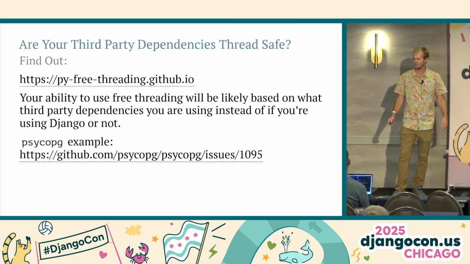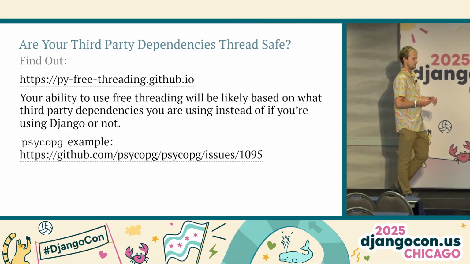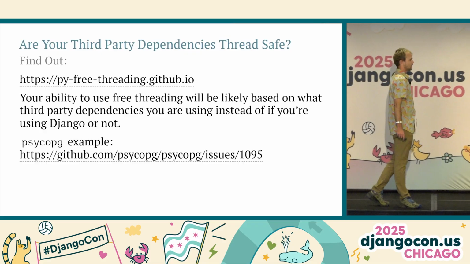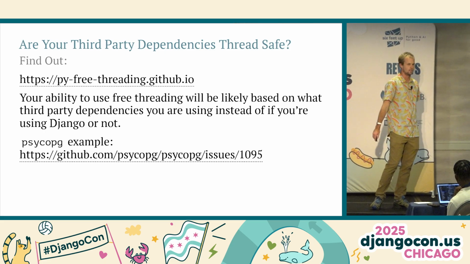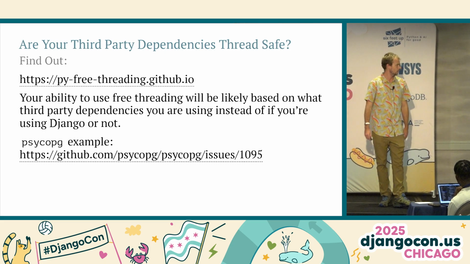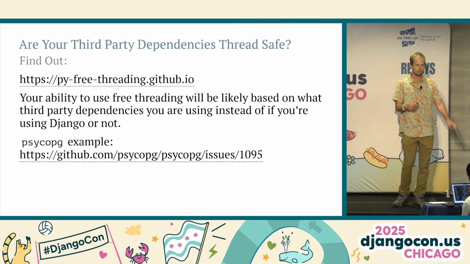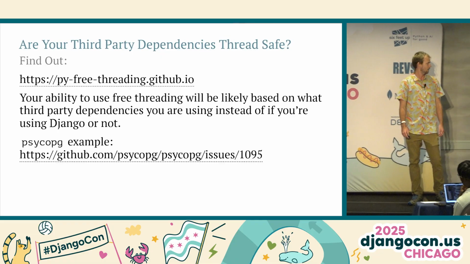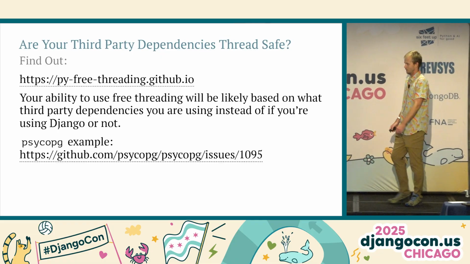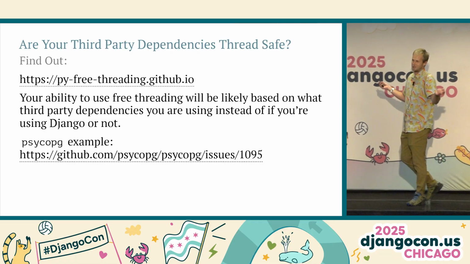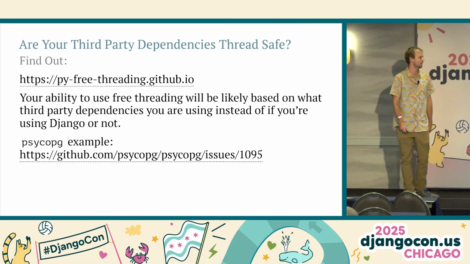Are your third-party dependencies thread safe? My answer: I don't know. You've got to go find out, because my third-party dependencies aren't the same as yours. But there's a whole Python team that has been working on helping third-party package maintainers publish a free-threaded build. They have a site out called pyfreethreading.github.io. If you Google anything related to Python free threading, you can find it. There are tons of packages on there, and they'll show you the various levels of support. I personally love the site because I found like 10 packages I didn't know about. They were just really cool.